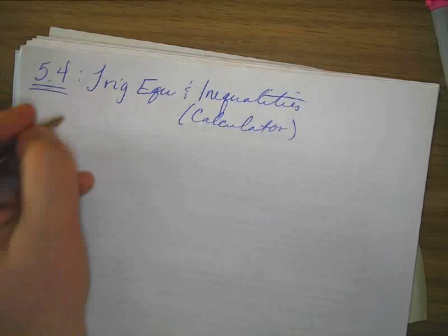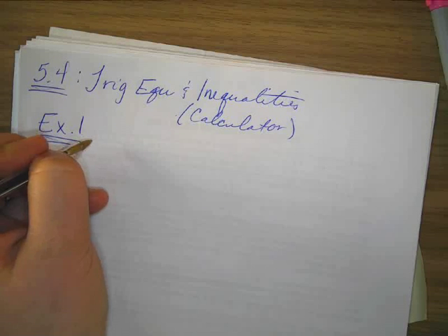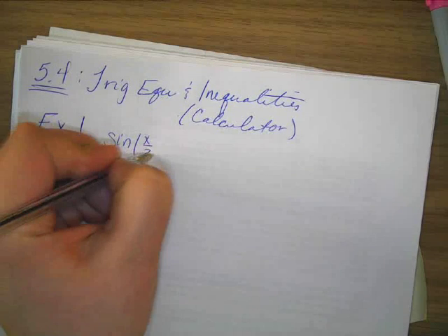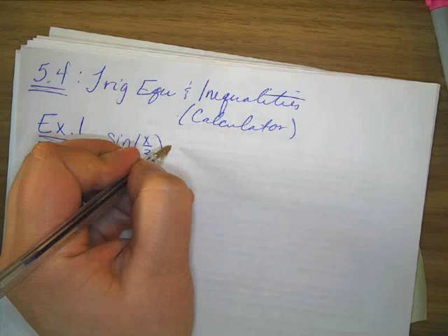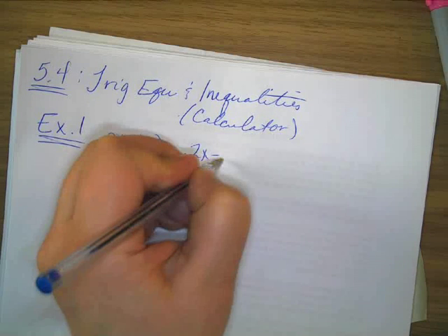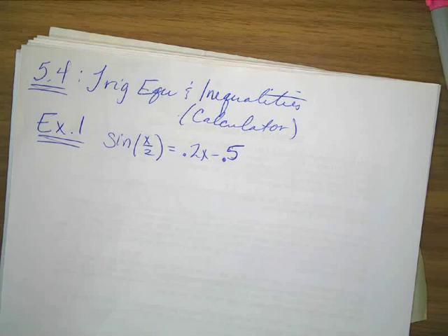We're gonna just jump into this. Example 1. Find all real solutions for this. Now, when they say find real solutions, we need to be in radian mode. And I know we just switched to degrees, so make sure you change your mode back to radians, please.